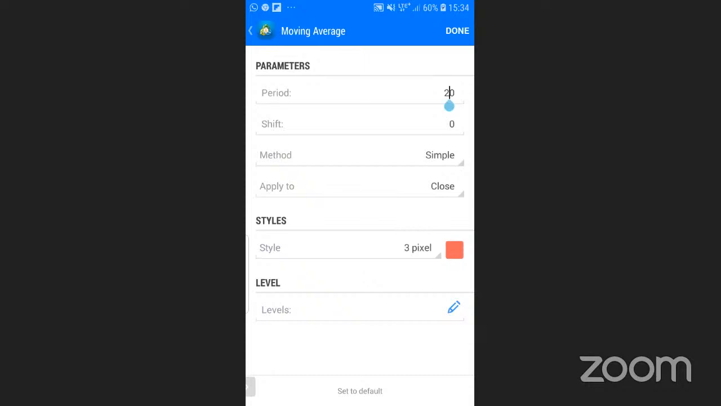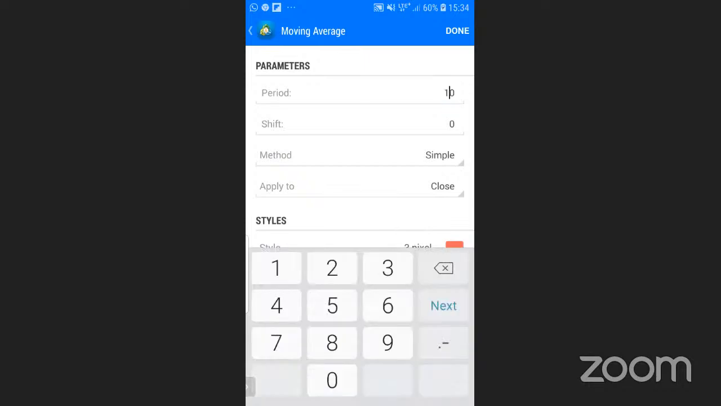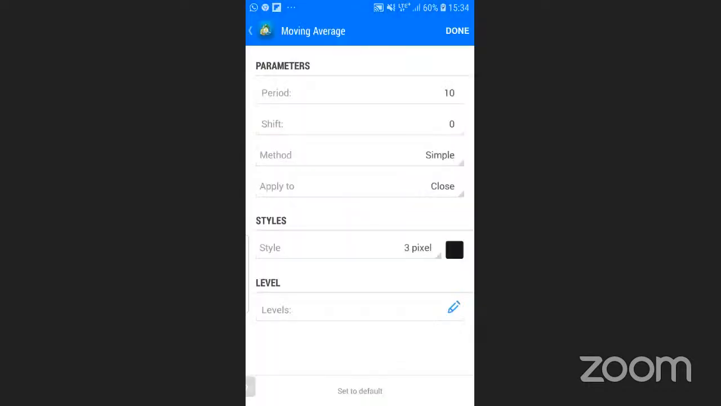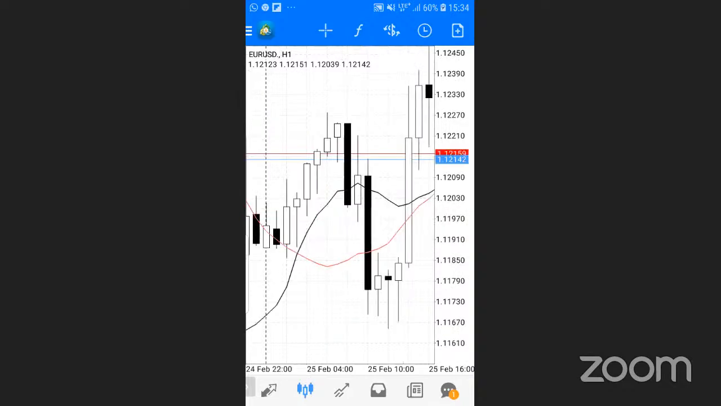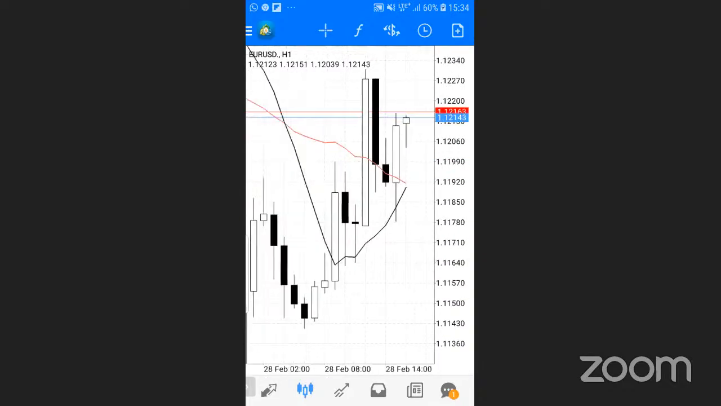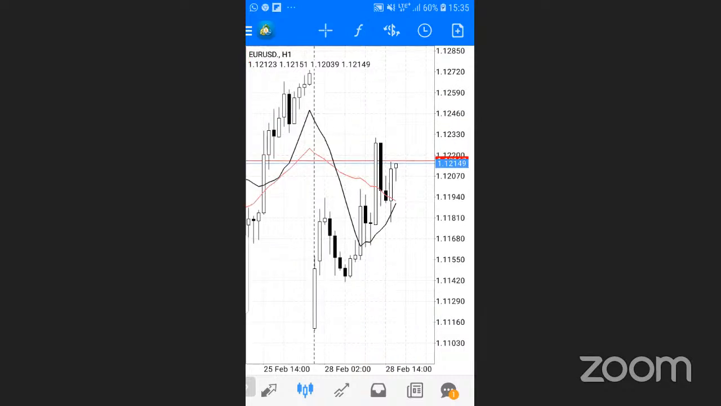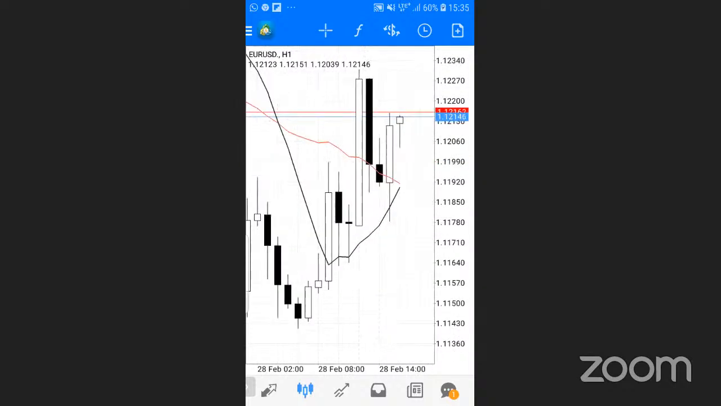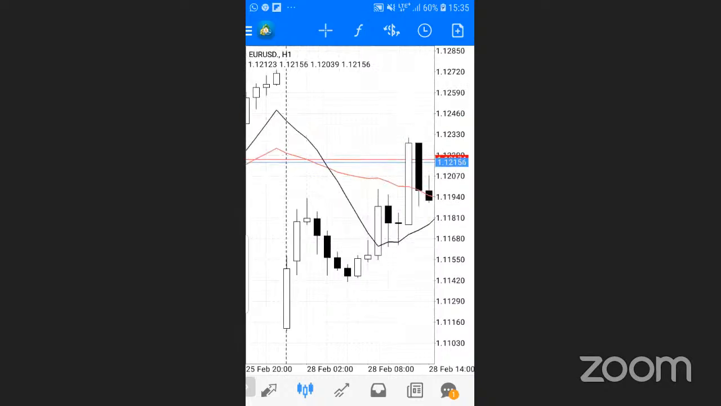So let's say we are using, I know most of us are scalpers here, I click on 10. This is the color. Then I click done. Now you can see that I have 2 period moving averages on this chart. And the chart is on the H1 time frame. The first one is my 20 period moving average in orange color. The black one is the 10 period moving average. And now you can see both are simple moving averages, simple setting, right? You can see one is above the other.